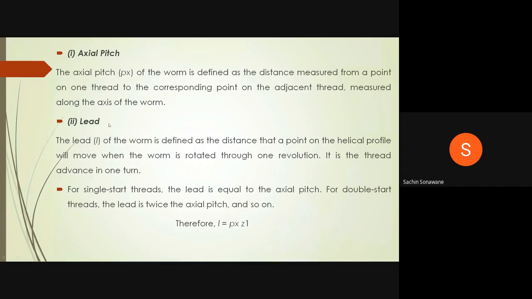Lead L. The lead L of the worm is defined as the distance that a point on the helical profile will move when the worm is rotated through one revolution. It is the thread advance in one turn. For single start threads, the lead is equal to the axial pitch. For double start threads, the lead is twice the axial pitch, and so on. Therefore, L is equal to p into Z1.